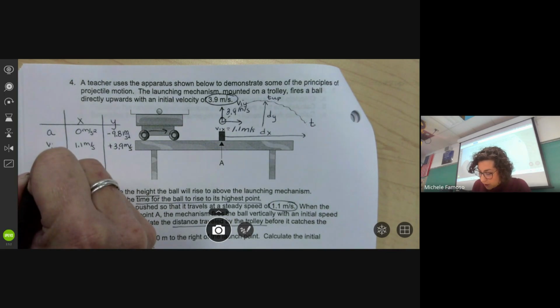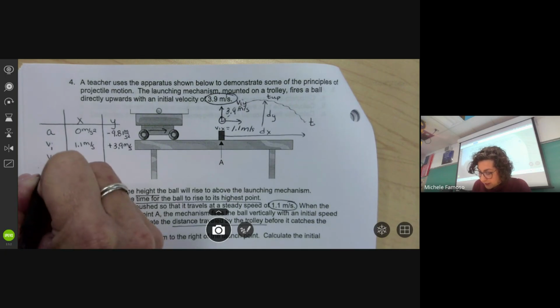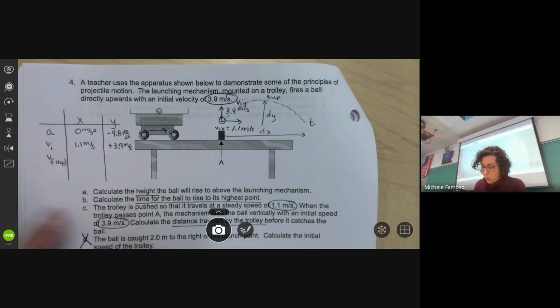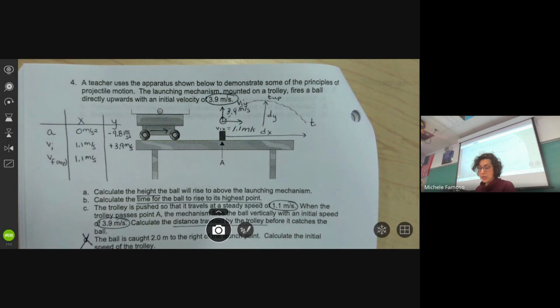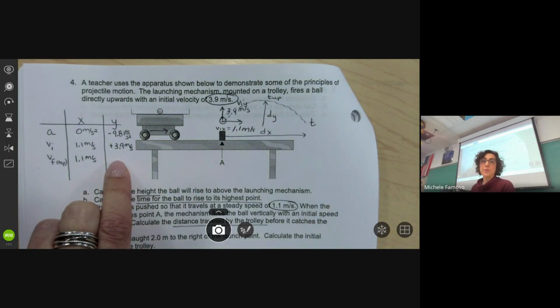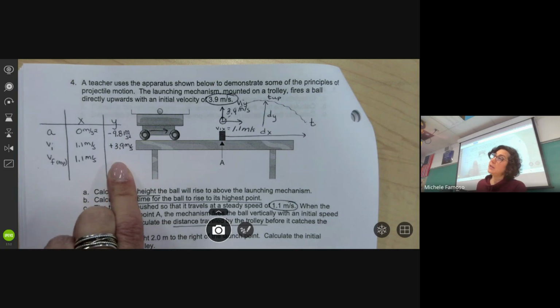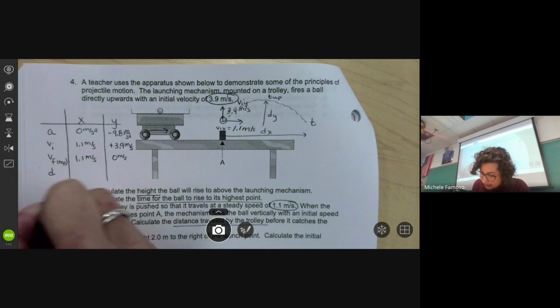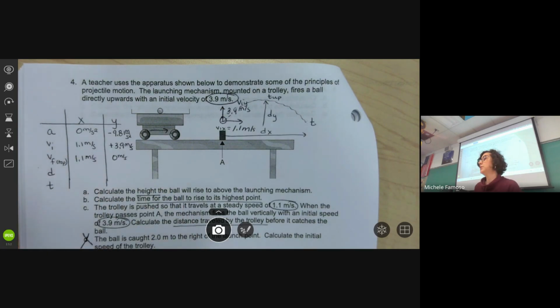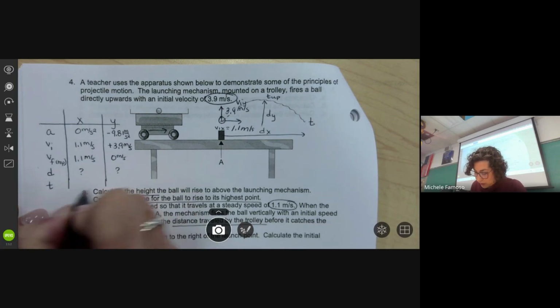Now, let's do our VFs, and this is at the top. What is the final velocity in the X direction at the top, Jacob? That's right. It's not going to change its speed. How about in the Y direction, Mia, at the top? What is the velocity? 0. That is correct. Now, we always add our D's and our T's here. In this case, I don't know any of those. These are all question marks.